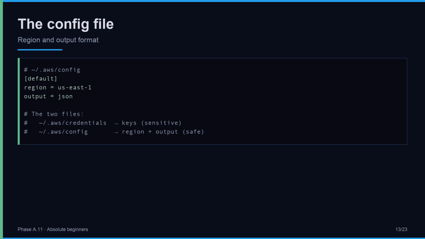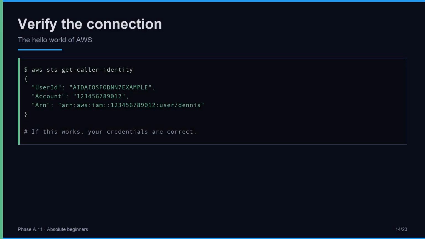Knowing the difference matters when you write a .gitignore file later in this lesson. You ignore the credentials file always. The config file is less dangerous, but most people ignore it too. Now the moment of truth.